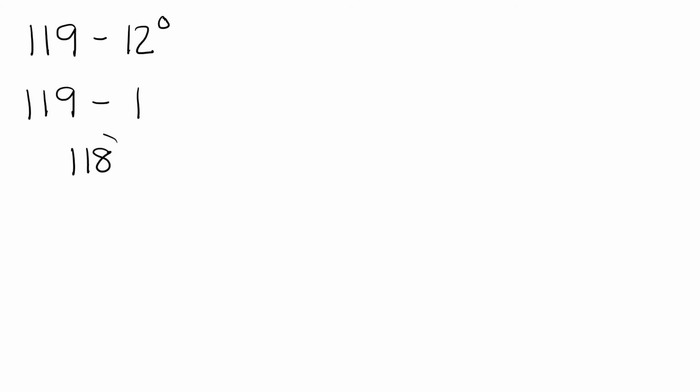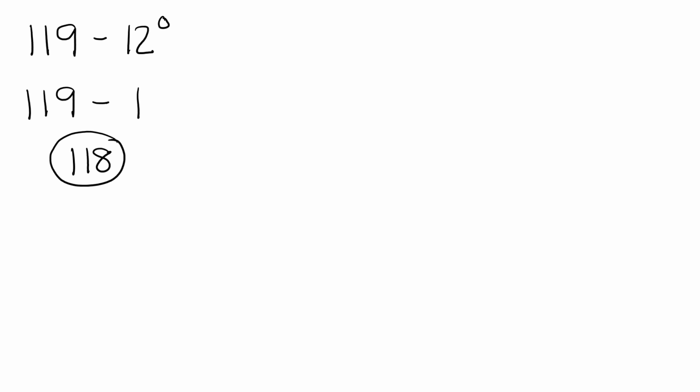However, in order to take it up a notch, we would have problems that look like this: 119 minus 12 to the 0 power. We know that 12 to the 0 power is 1, but the 119 does not have an exponent, meaning it stays the same. So we actually have to solve the problem itself. 119 minus 1 is 118.